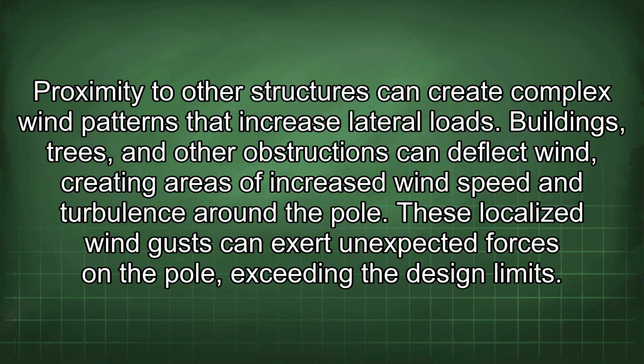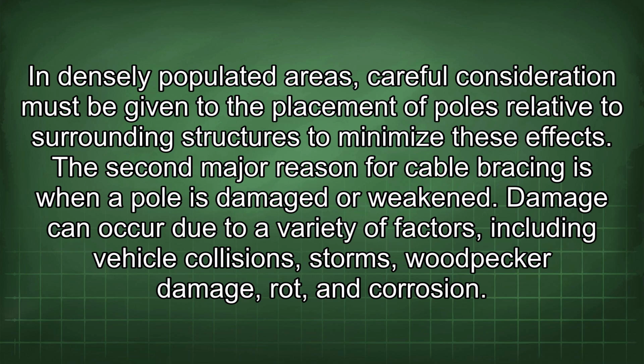Proximity to other structures can create complex wind patterns that increase lateral loads. Buildings, trees, and other obstructions can deflect wind, creating areas of increased wind speed and turbulence around the pole. These localized wind gusts can exert unexpected forces on the pole, exceeding the design limits. In densely populated areas, careful consideration must be given to the placement of poles relative to surrounding structures to minimize these effects. The second major reason for cable bracing is when a pole is damaged or weakened.